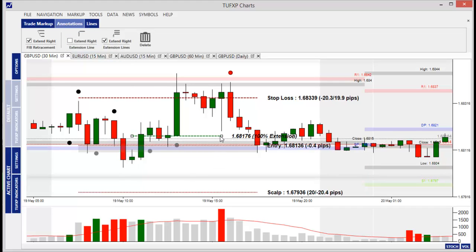And if the market has no momentum to the downside, there's no selling coming into the market to force the market lower, and it reverses, then you can actually reduce the loss significantly. So from 168.33, we're now down at 168.17, so a saving there of 16 pips on this. So it's only around a 4 pip loss on this one.